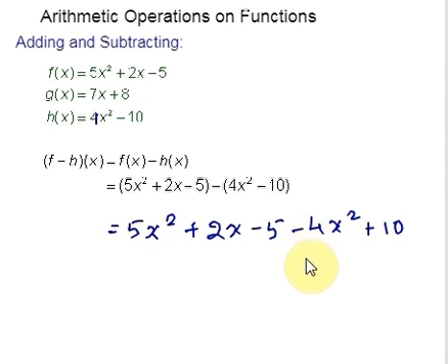Okay, after distributing the sign, you have to combine the like terms. So start with x squared terms. 5 minus 4 is 1. So 5x square minus 4x square is x square. And we have only one x term, no other term to combine with it. Now combining the like terms, here is the answer: x square plus 2x plus 5.